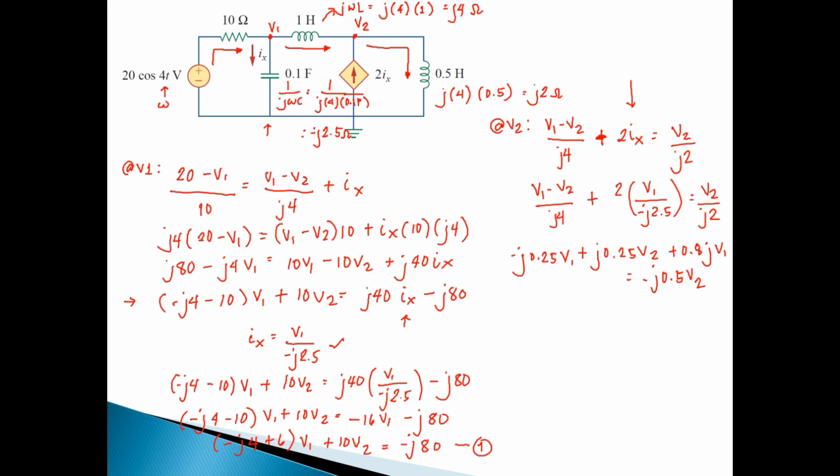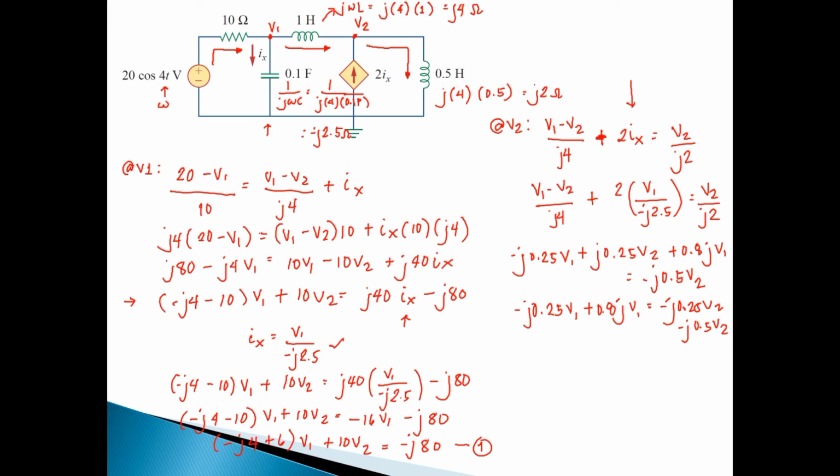Okay, so let us transpose all V1 on the left side. We have negative j0.25 V1 plus 0.8j V1 equal to negative j0.25 V2 minus j0.5 V2.